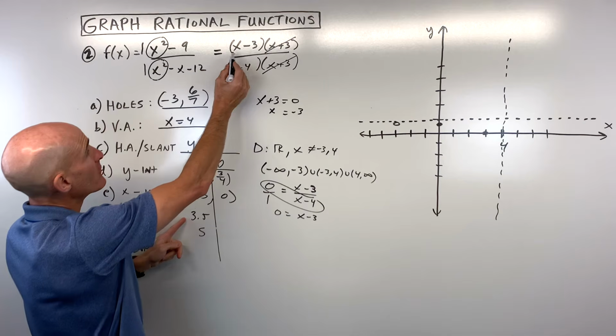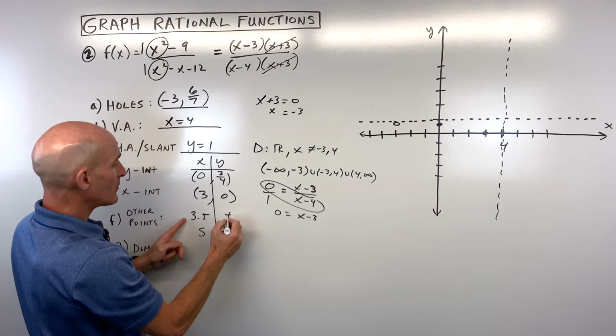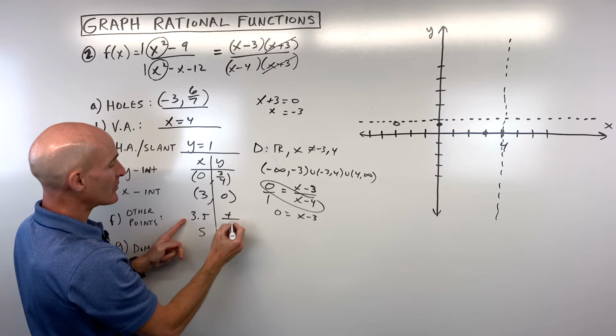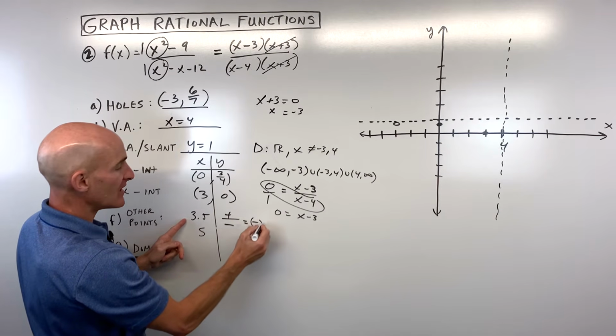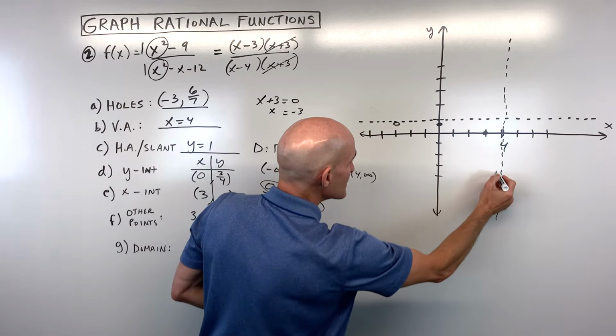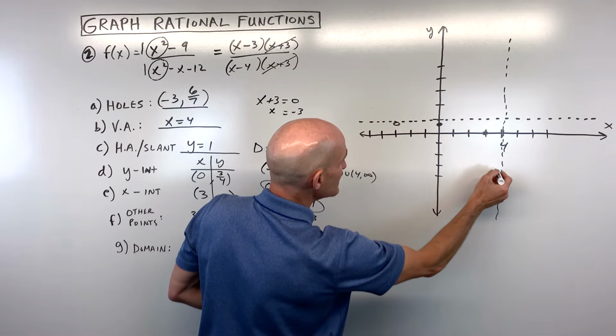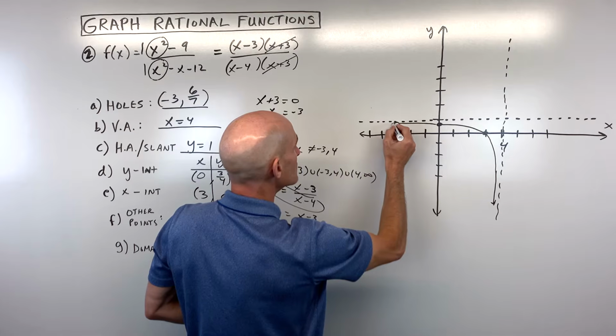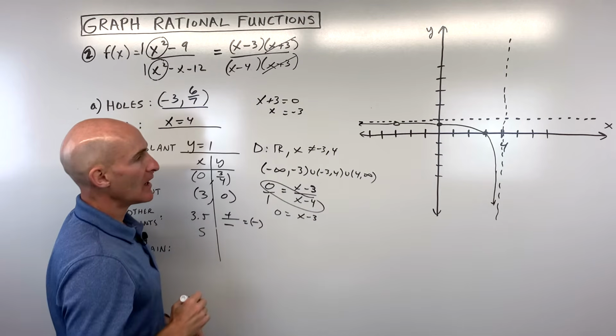So I plug in 3.5, I'm going to get a positive in the numerator. This is the sign analysis. 3.5 minus 4, I get a negative in the denominator. A positive divided by negative is a negative, which kind of makes sense. This is going down, down, down. So you can kind of see this graph's going to look like this. Okay, and you got that branch.